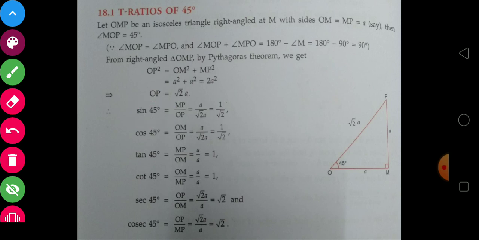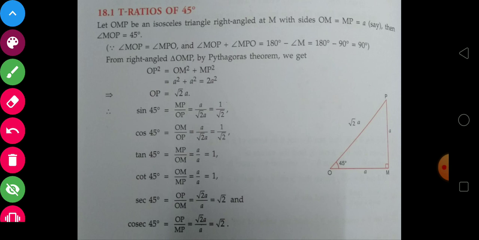So in this triangle the height is PM. PM upon hypotenuse OP. So my PM is A and OP is root 2A. A and A cancel each other out and I have the value as 1 by root 2. So this makes my sine 45 as 1 upon root 2.